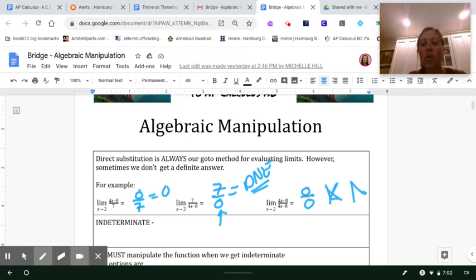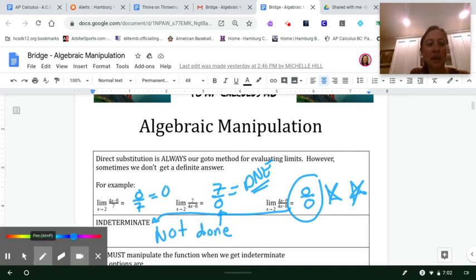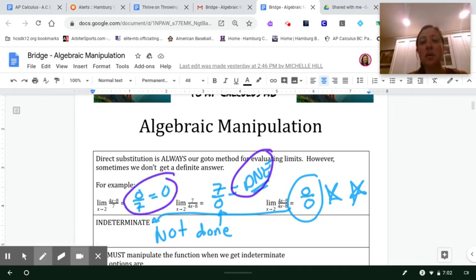This is something totally new to you this year. And this, my friends, we'll circle it, we'll highlight. This is called indeterminate. Okay, this means you are not done. You do not have an answer yet. Your answer either has to be a finite number or 0 or does not exist. 0 over 0 says you are not done. It is called indeterminate, and we need to keep going. And this is where these algebraic manipulations come into play.